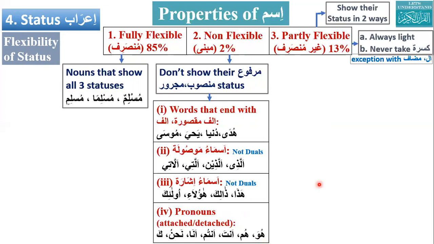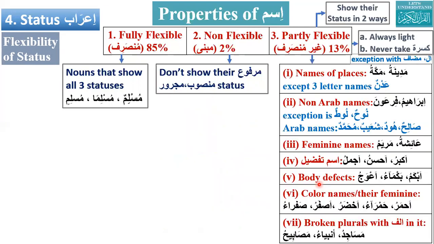Okay, and then there are partly flexible nouns. There are 7 different types of partly flexible nouns. The first is names of places like Madina, Makkah. These are partly flexible. You will not see Madinatun or Makkatun. It is Makkatu. Okay. Madinatu usually also doesn't take kasra, but when you add al before Madina, it can be al Madinati. Okay. So the exception is with al.